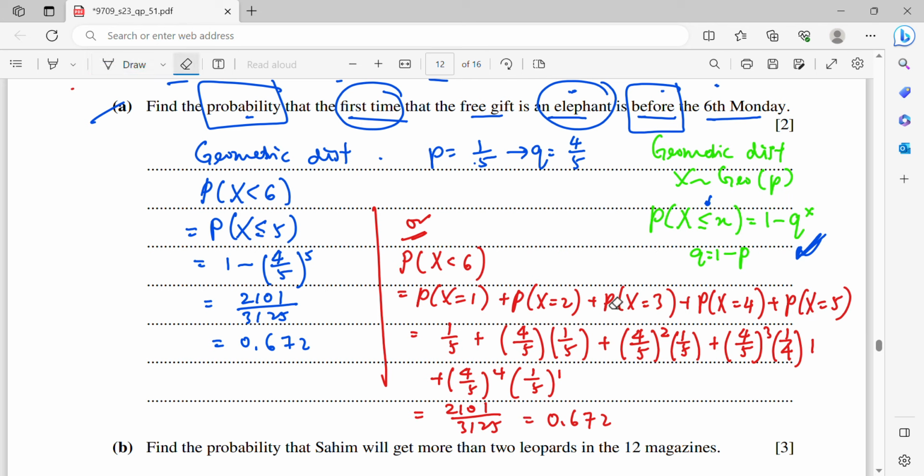Okay, so this is the manual calculation. In case you have forgotten this formula, P(X less than or equal to x) is 1 minus q^x. Then you have to manually calculate by considering them 1 by 1. So that's the solution for this part A.